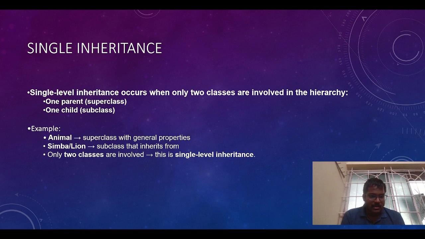For example, Animal is a superclass with general properties. What properties will an animal have? It will have a species name. Species name is one property, so I will write String species. That is one property.